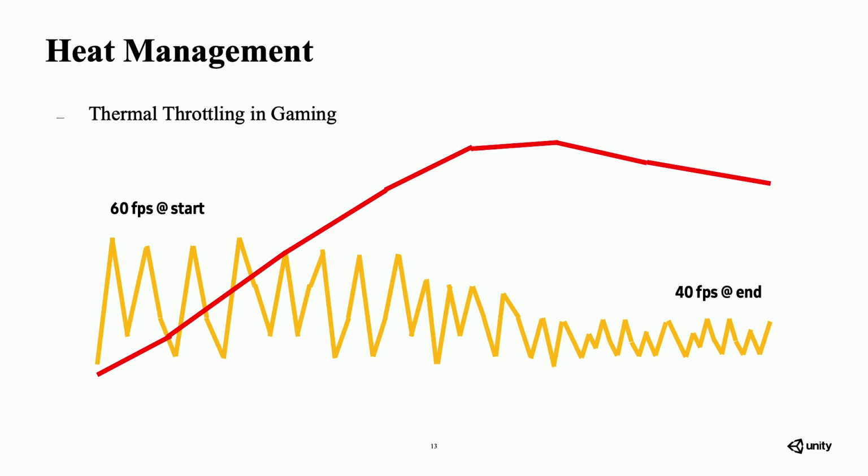From the heating management perspective too, in most cases people try to reach 60 frames per second first, but the temperature goes high, throttling happens, and the performance drops significantly. After 20 minutes, the performance is lower than 40 frames per second.